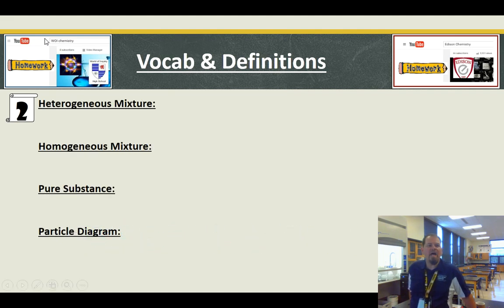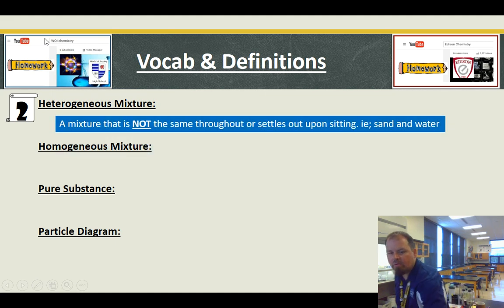A heterogeneous and a homogeneous mixture. These are two kinds of mixtures, and we're going to get into these again later in the year when we get into them a little bit more in depth.